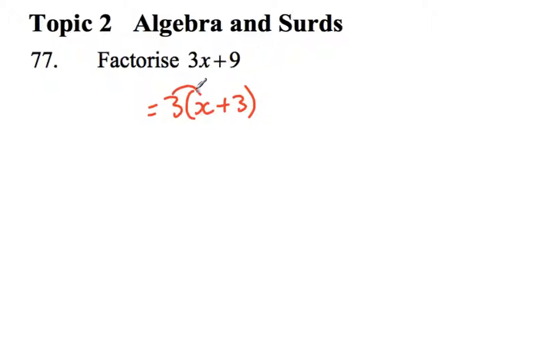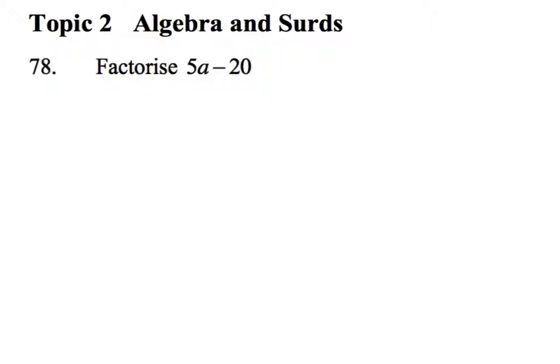Now we can always check our answers when we factorize. If we expand that, 3 times x makes 3x, and there 3 times 3 is 9. We can check that we get back to our original question once we expand. That'll be a good double check.